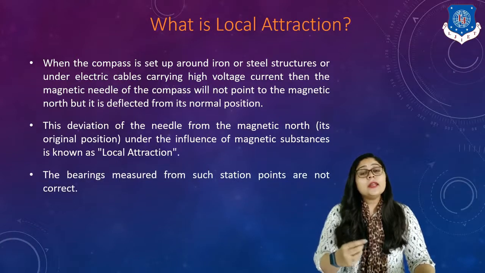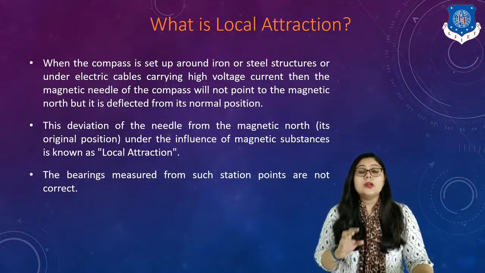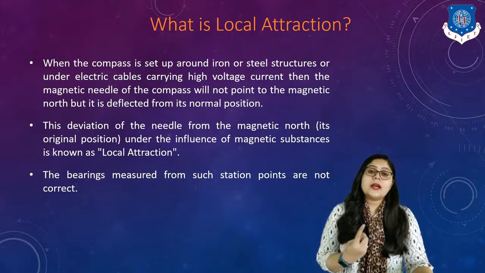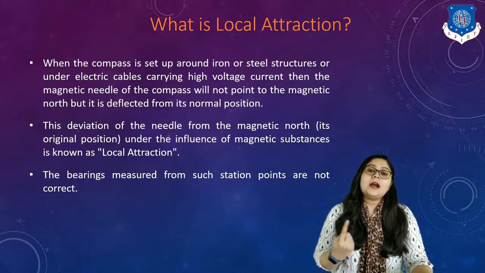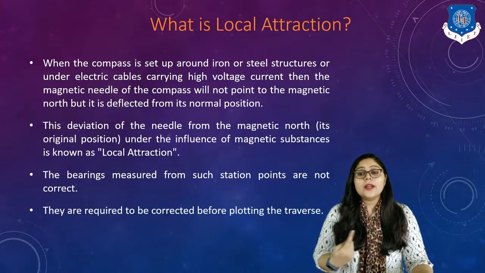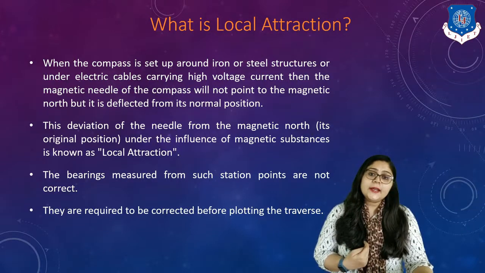Now the bearings measured from such station points are not correct. For that we have to identify the reasons that local attraction is present, how we can detect it and how we can remove it, right? So it is required to be corrected before plotting the traverse, right?